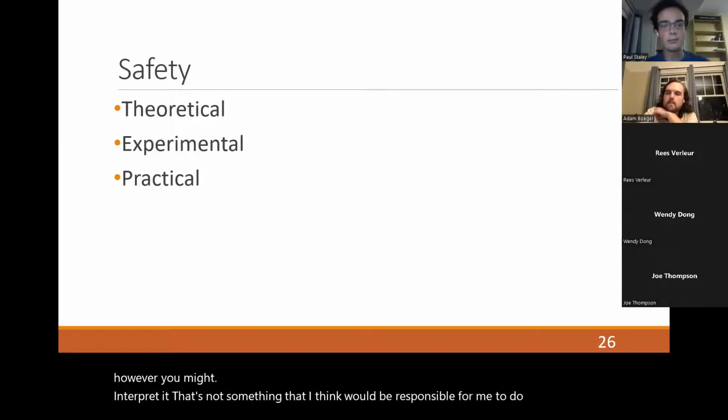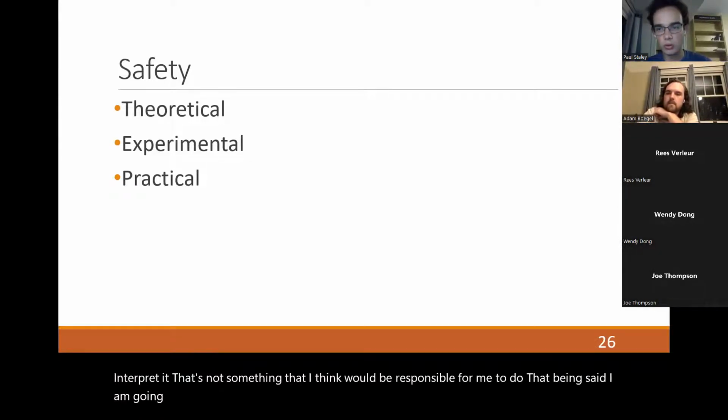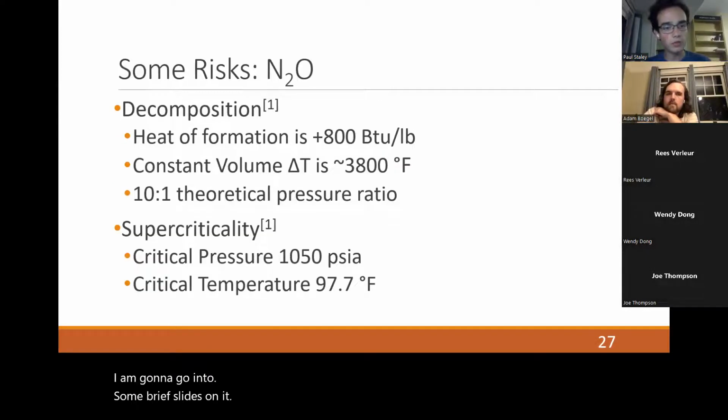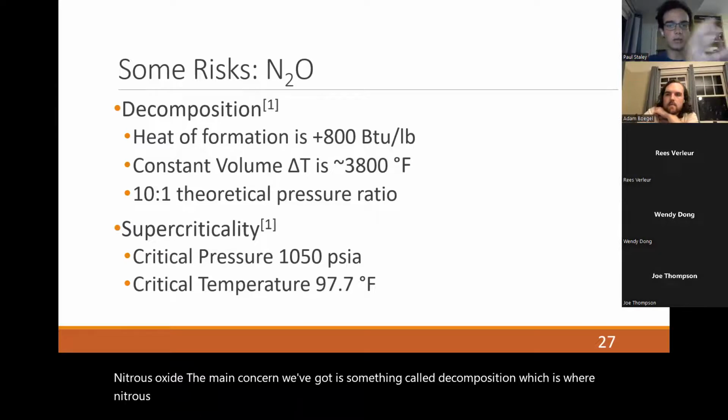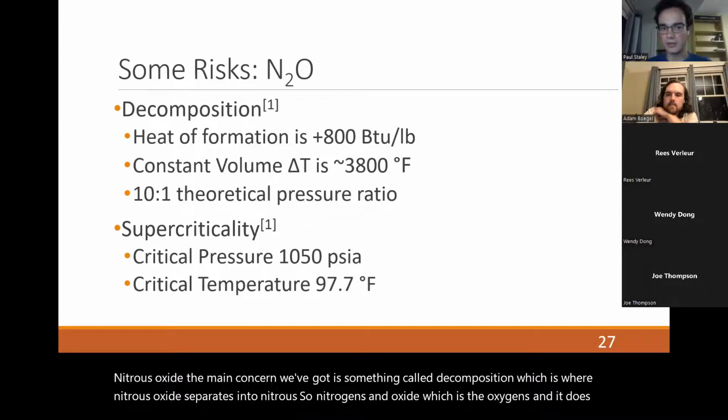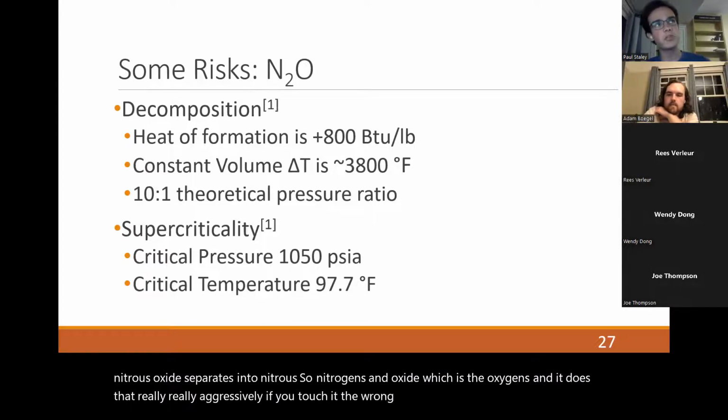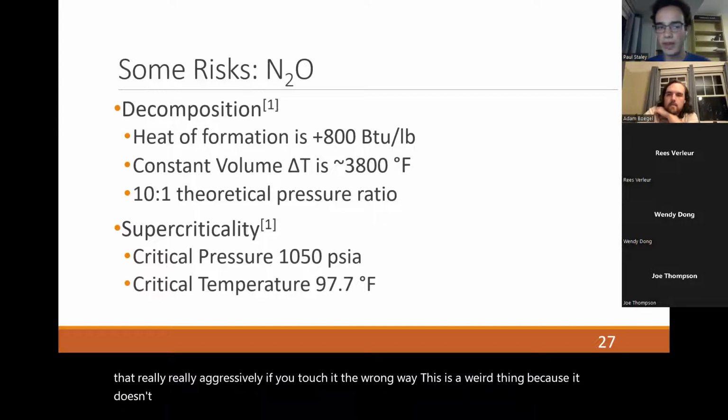That being said, I am going to go into some brief slides on it. For nitrous oxide, the main concern we've got is something called decomposition, which is where nitrous oxide separates into nitrogens and oxygens. And it does that really, really aggressively if you touch it the wrong way. This is a weird thing because it doesn't need any fuel to do that. It just splits off into separate molecules and releases a lot of heat.